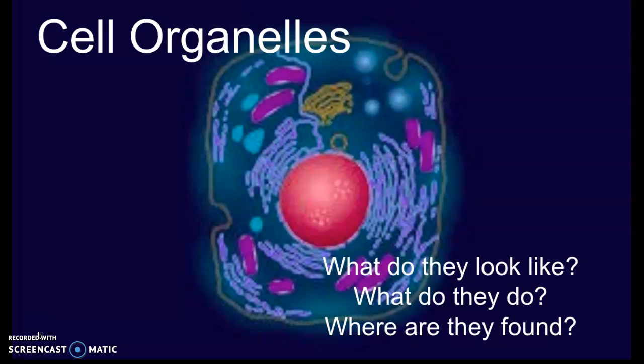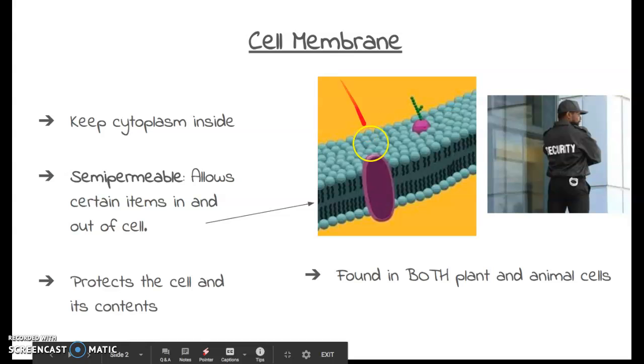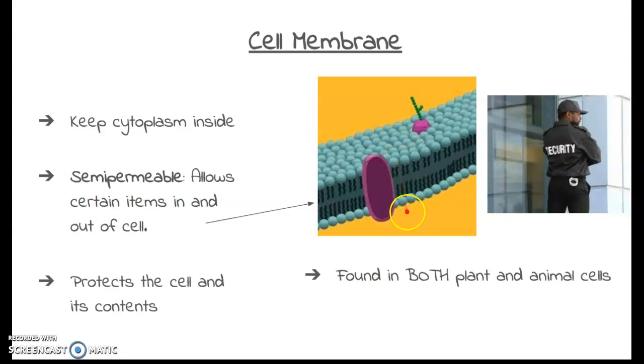With this lesson, we're going to talk about what each organelle looks like, what it does for the cell, and where it can be found in the cell. Let's start out with one we've already talked about: the cell membrane. The cell membrane is semi-permeable. That means that, like these little holes here, stuff can go in and out of them. The cell will let certain things in and certain things out, which we've talked about.